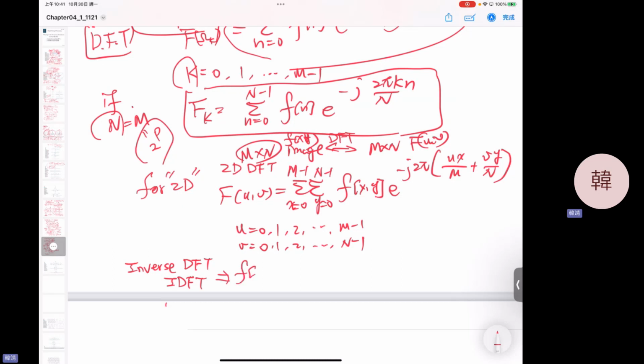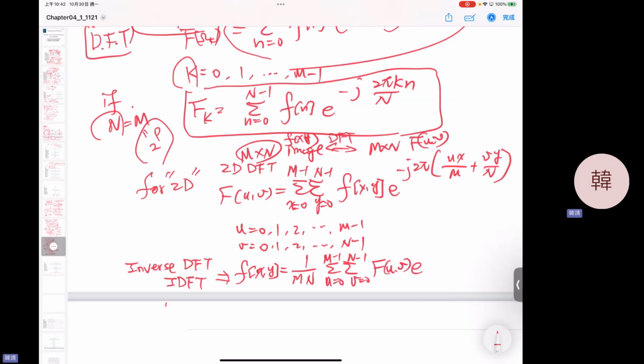So f(x,y) can be calculated from your frequency domain discrete Fourier transform result. It's some coefficient different. Okay, you can normalize. Sometimes we normalize in both spaces, but here is the traditional way to represent. So it's F(u,v), u from 0 to M minus 1, v from 0 to N minus 1. Again, it's F(u,v) from the Fourier domain.